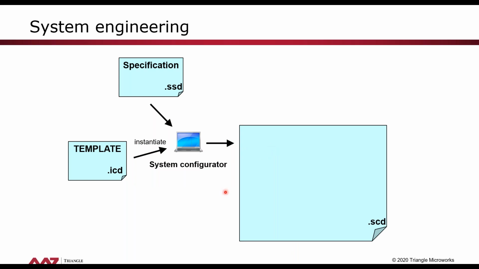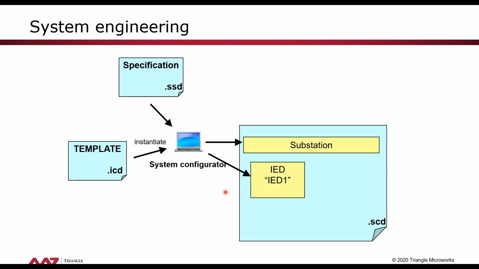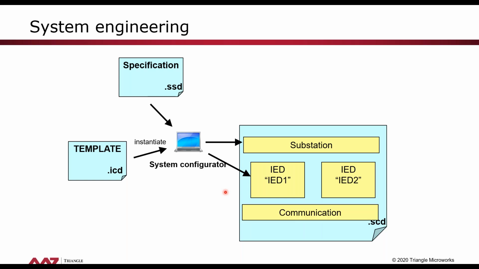So from the specification that we import, we have our substation section in our SCL file. From the ICD that we import, we create as many instances as we need of that device in our system. So if we have 2 feeders, we need the bay controller for the feeder twice, so we create 2 instances of that. And during the design of the system, we also populate the communication section with all the information related to the networking, like IP addresses.